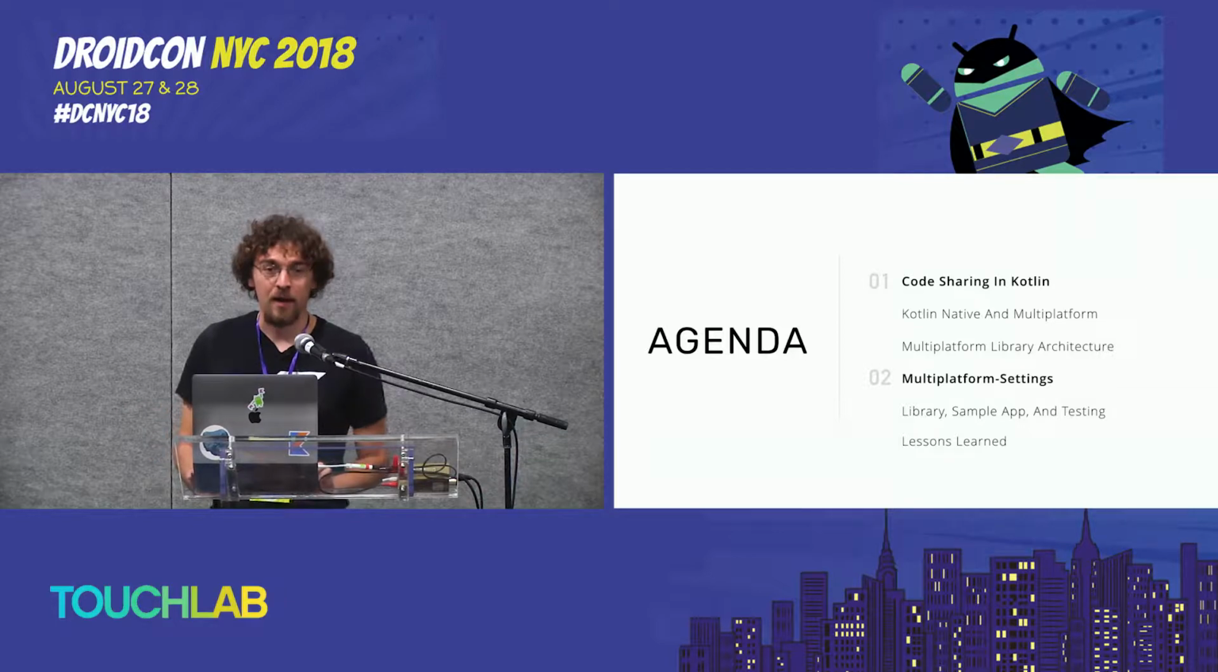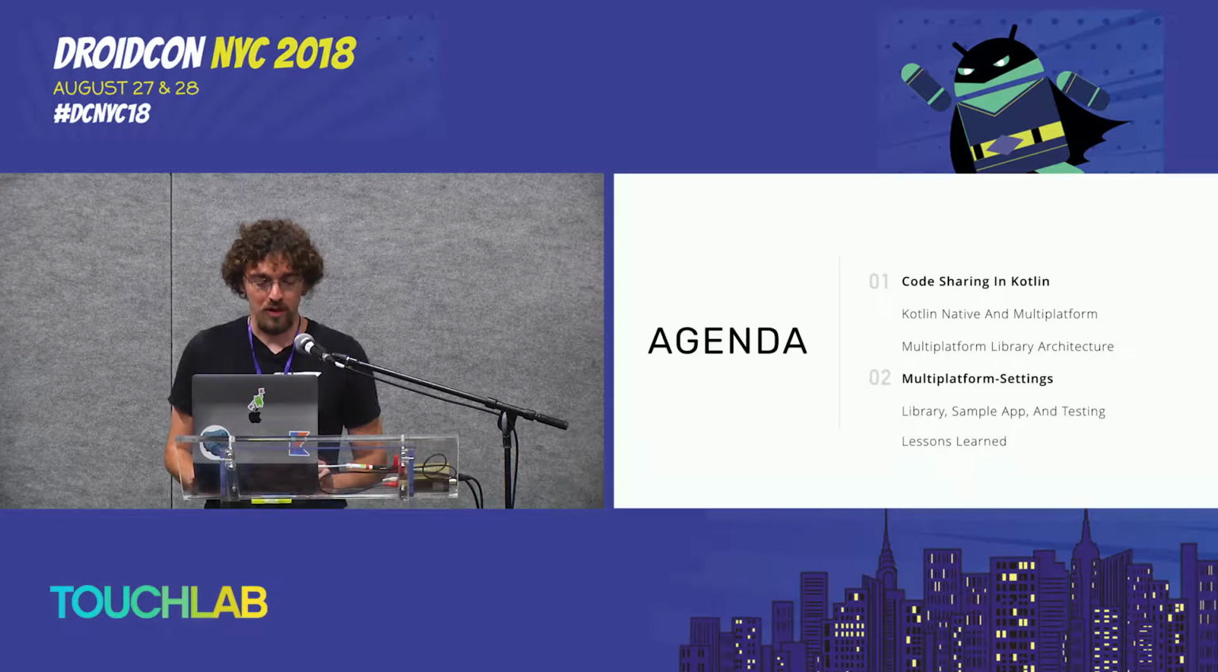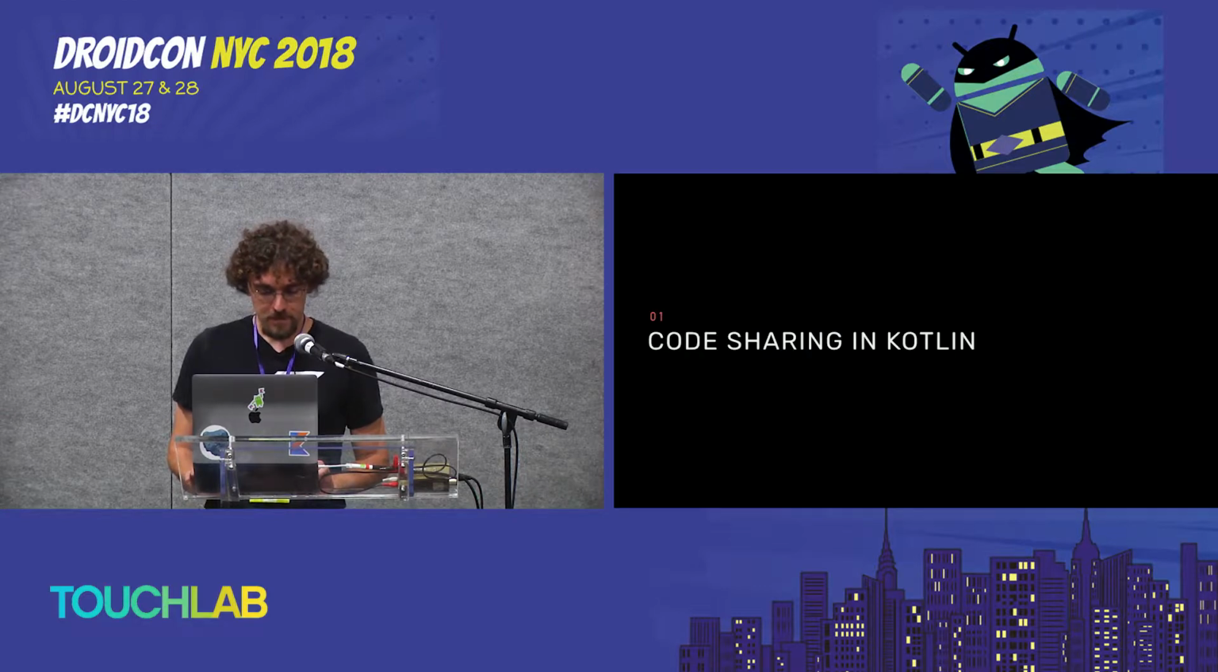Quick little agenda. I'm going to talk through what code sharing looks like in Kotlin, specifically for mobile apps, and kind of what the architecture of that looks like. And then I'm going to walk you through an example of a library I've been building called Multiplatform Settings that uses all this stuff.